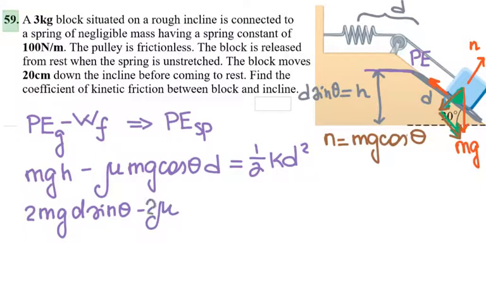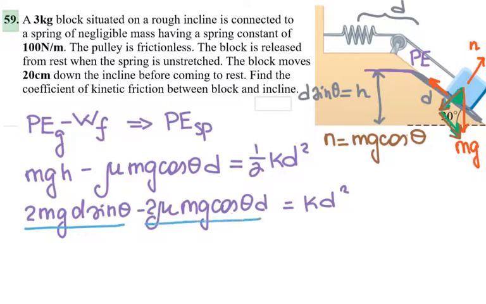I have to multiply by 2. mg cosine theta times d, equals kd squared. I see that every single one of these terms, so I have 1 term, 2 terms, 3 terms, every single one of them has d, so I can cancel d. And I am solving for coefficient of friction, so I'm going to solve for mu now.